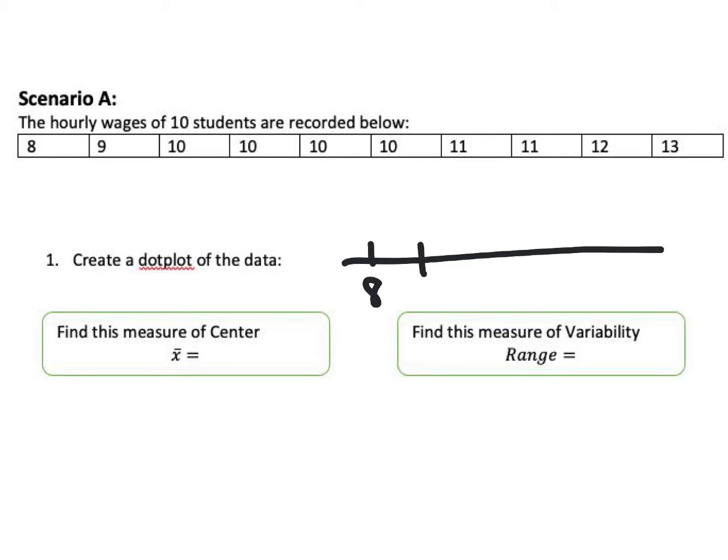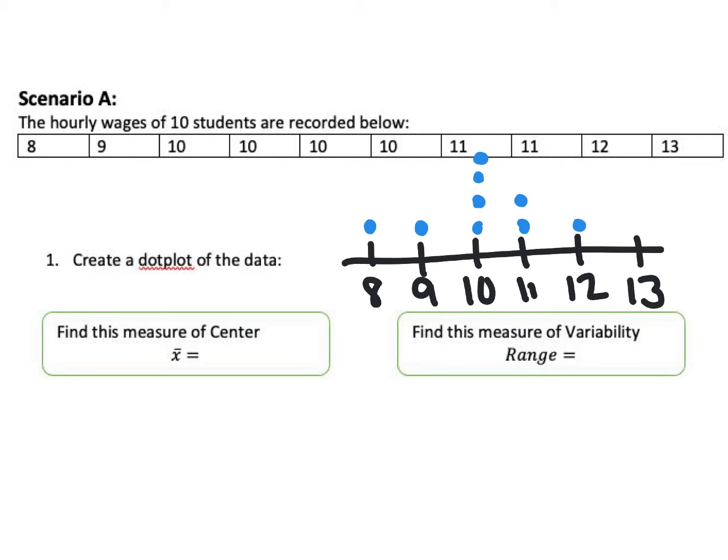So I'm just going to number my number line. I don't need to scale it, so 8, 9, 10, 11, 12, and 13, and I'm just going to add my dots. So 1 at 8, 1 at 9, I have 4 10s, 2 11s, a 12, and a 13. So it looks roughly symmetric to me.